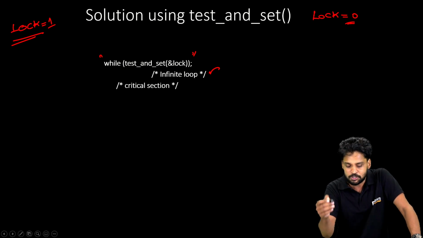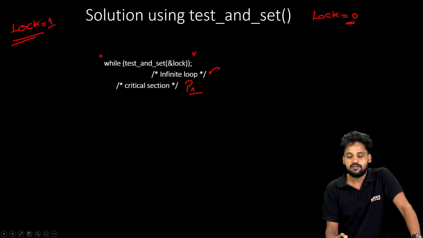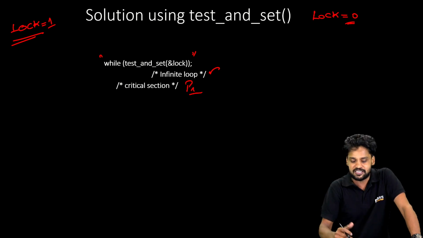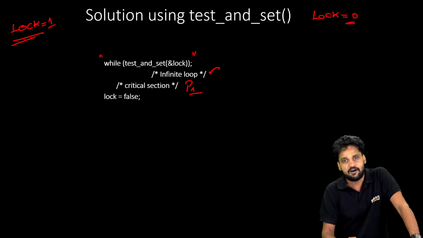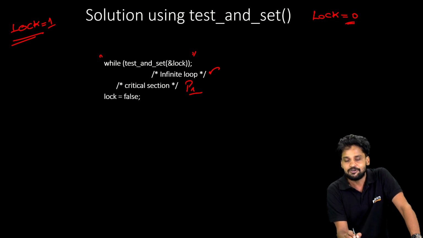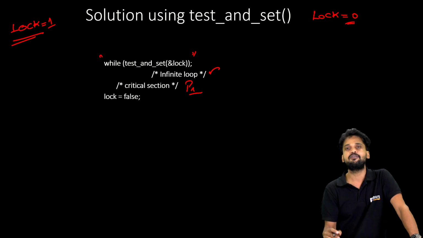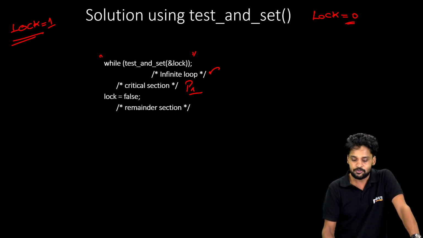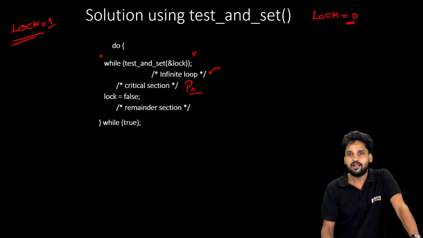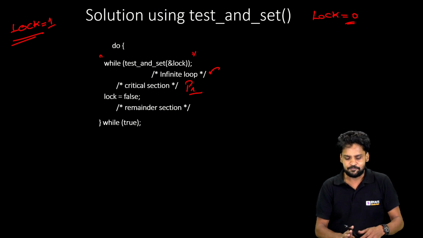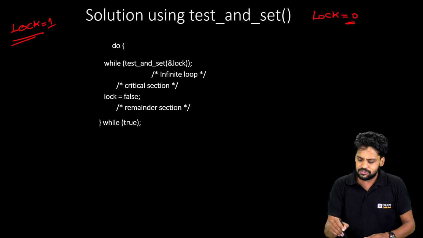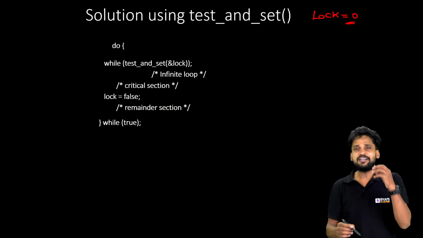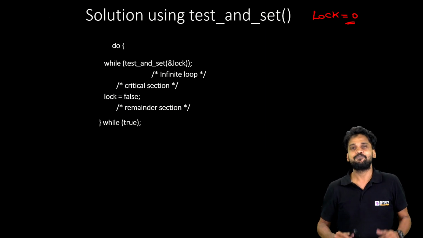Now, the moment our first process P1 finishes with the critical section, it will come out, after which it will say lock is equal to false. Any other process which has been caught at the while loop will be able to come out of that loop and enter into the critical section by making the lock value 1 again. So this is how a lock is going to be designed. Understanding this function is not a big deal, but the implementation part is really important to understand.